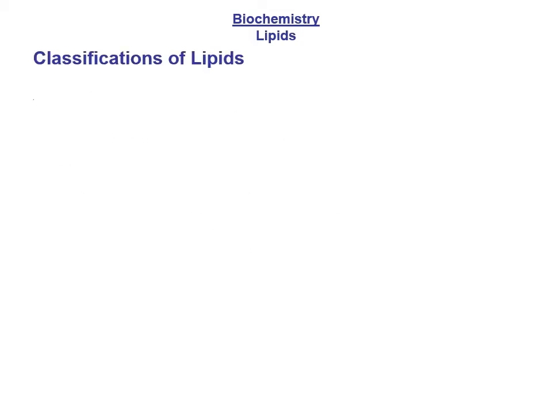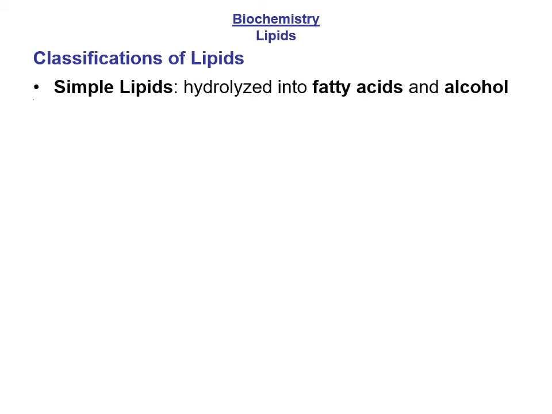Now I can classify lipids. I have simple lipids, and I can have compound lipids. The simple lipids can go through hydrolysis, and they get turned into fatty acids and alcohol. If you remember, fatty acids are monocarboxylic acids. So when you hydrolyze simple lipids, you get fatty acids and alcohol. The simple lipids you can categorize as fats and oils and waxes.